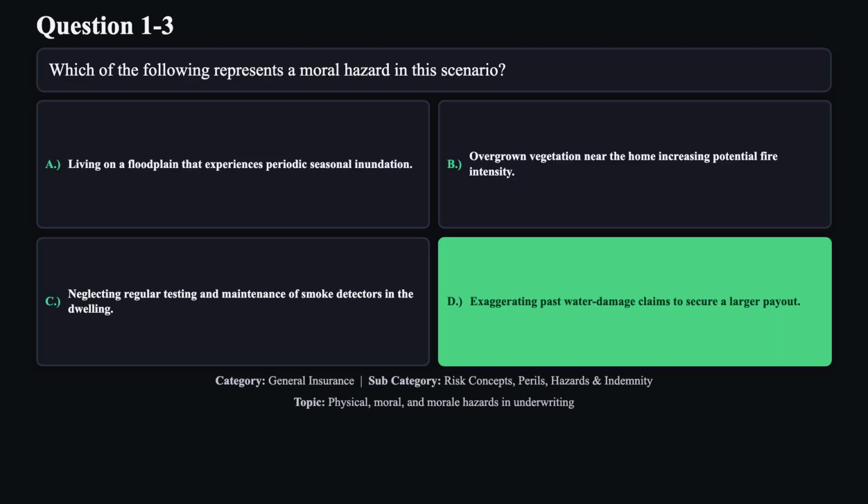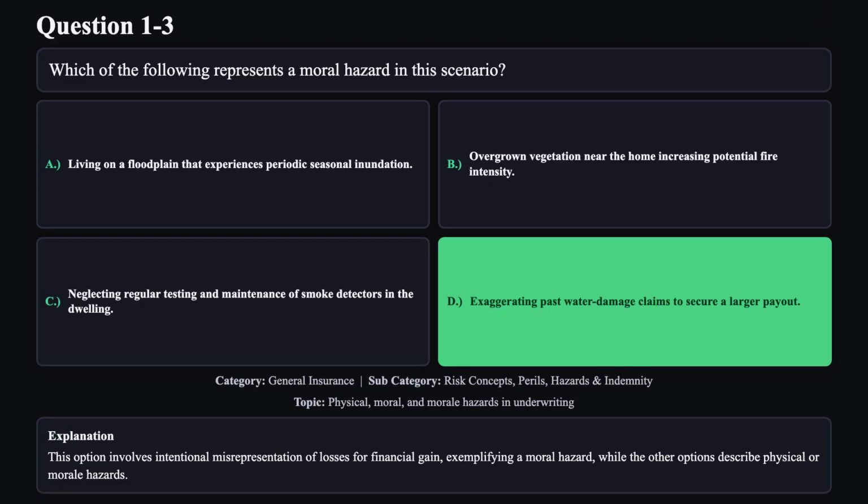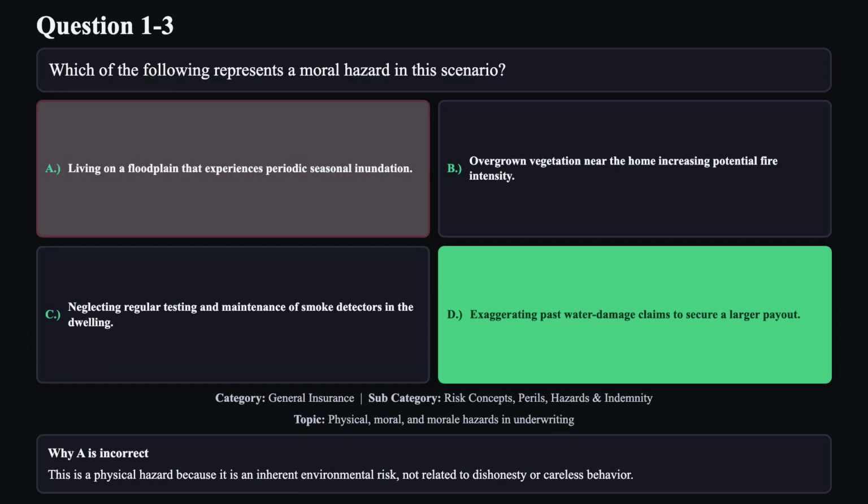The correct answer is D. This option involves intentional misrepresentation of losses for financial gain, exemplifying a moral hazard, while the other options describe physical or morale hazards. Reason A is not correct. This is a physical hazard because it is an inherent environmental risk, not related to dishonesty or careless behavior.